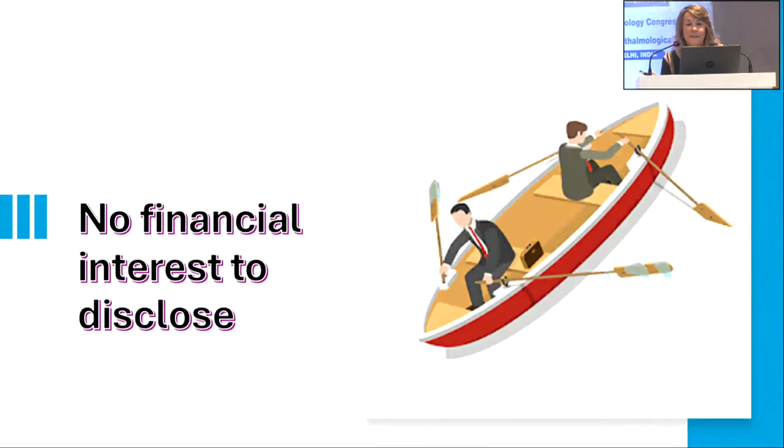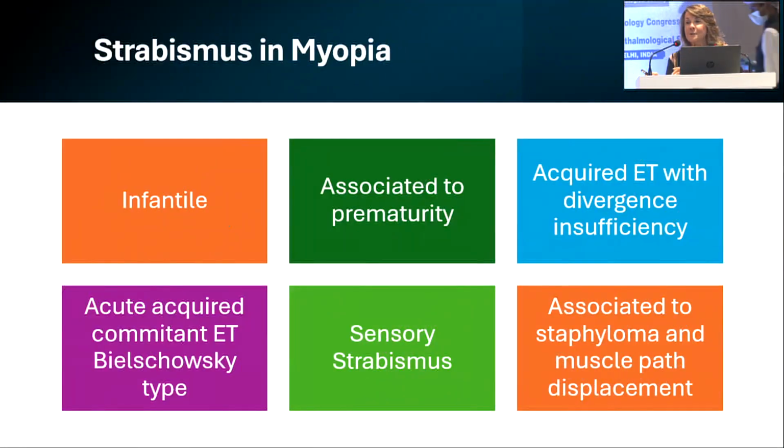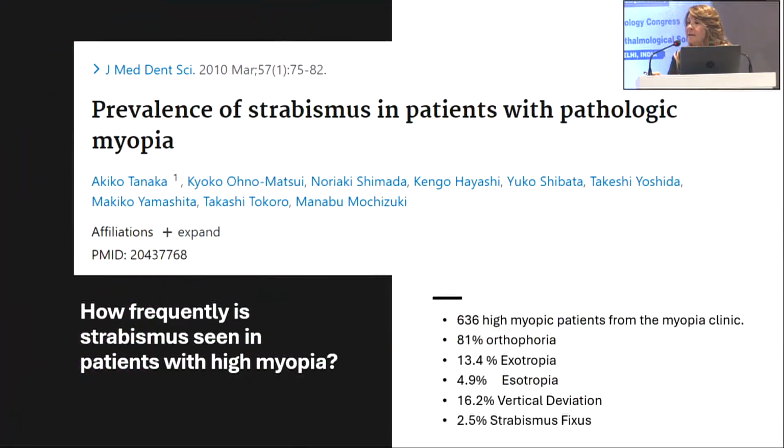But actually, and I don't have financial interest to disclose, there is a wide range of strabismus types that can be seen in patients with myopia. They range from infantile, associated to prematurity, acquired esotropia with divergence insufficiency, the acute acquired comitant esotropia, Bielschowsky type that was already mentioned this morning, sensory strabismus, and of course the one we just talked about in the previous session, the one associated to staphyloma and muscle path displacement.